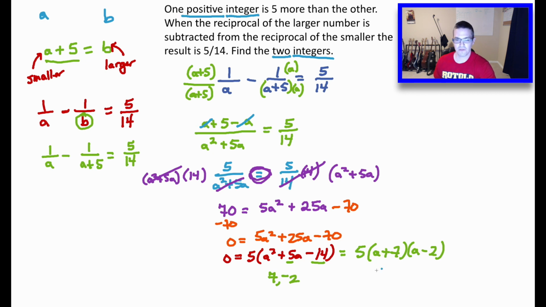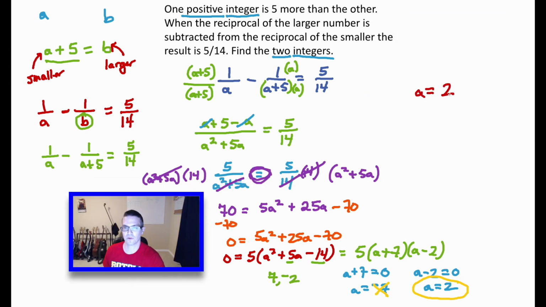Okay, so now when you solve this, all you have to do is use the zero product property. a plus 7 equals 0, and then a minus 2 is equal to 0. Okay, when you solve this right here, you get negative 7, and when you solve this, you get 2. Now, if you remember from the very beginning of the problem, you have to have an integer that's positive. So you're not able to use this negative 7, but you can use a equals 2. So a is equal to 2, that's one of our positive integers.